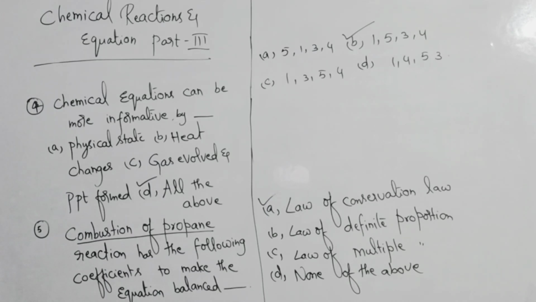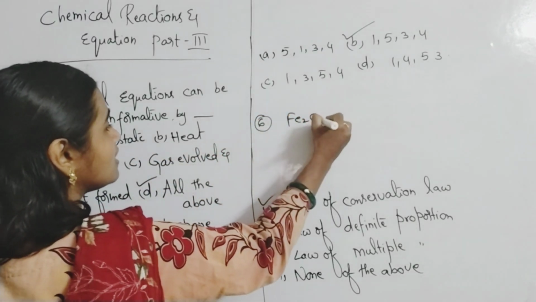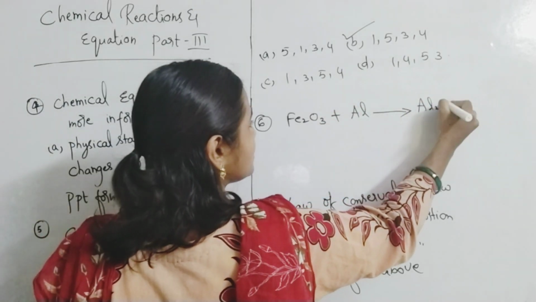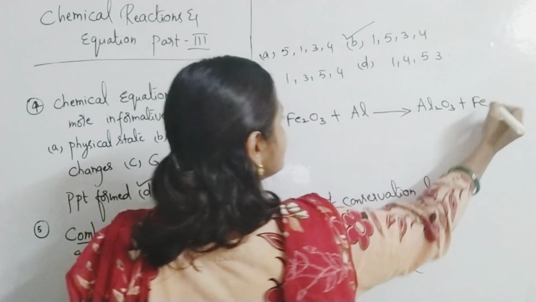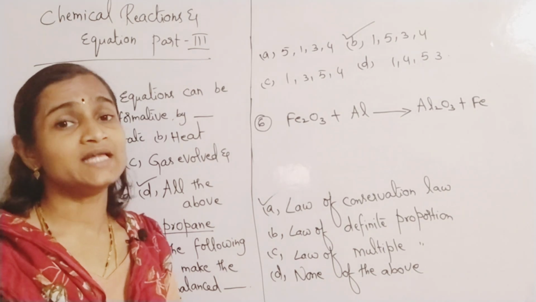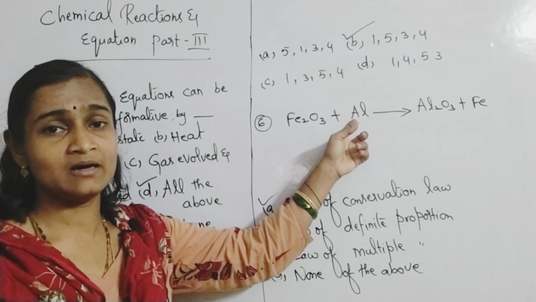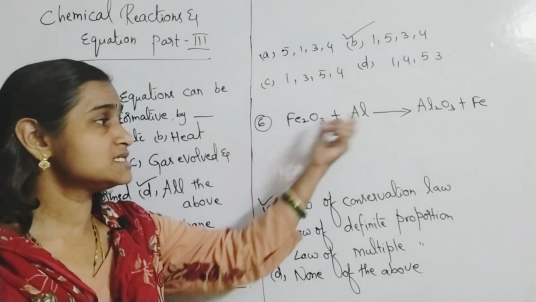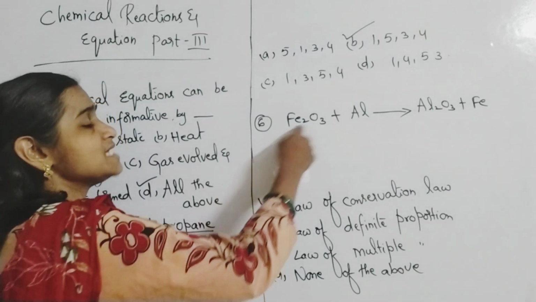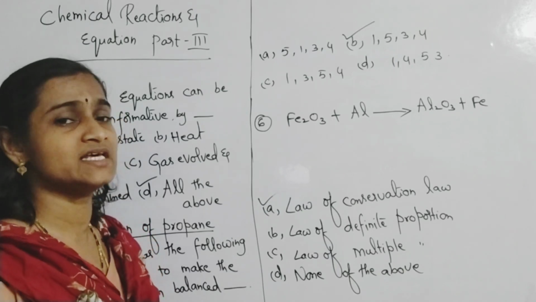Fe2O3 plus Al, same type of question, sixth one. Fe2O3 plus Al gives rise to Al2O3 plus Fe. For this reaction also, this is what actually it is, a thermite reaction. Aluminium, best reducing agent here. This is a very nice exothermic reaction as well. Okay, here also he is asking you to find the coefficients of the balanced equation.